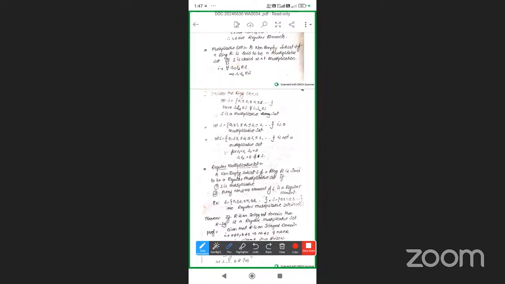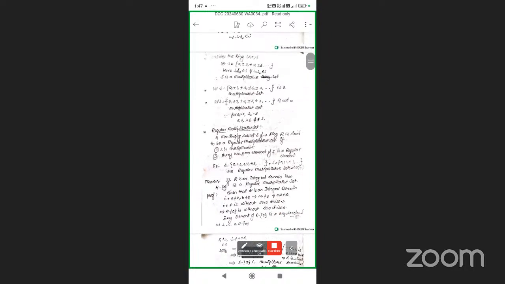Consider the ring Z under plus and dot. Let S equal 0, plus or minus 2, plus or minus 4, plus or minus 6. For all s1, s2 in S, the product is in S, so S is a multiplicative set. S equal 0, plus or minus 1, plus or minus 3, plus or minus 5, plus or minus 7 is also a multiplicative set.